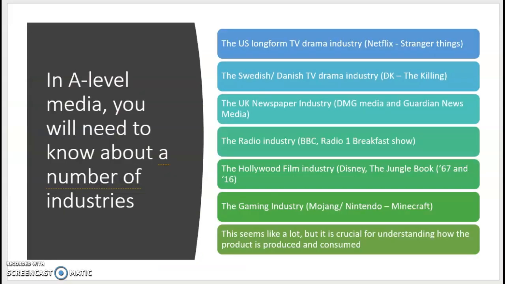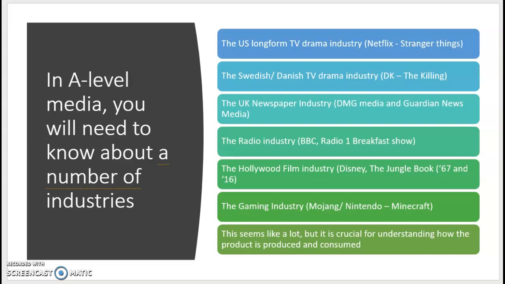Okay, so in A-level media, you will need to know about a number of industries, as I've mentioned already. So you've got those down the side there. So we're going to be looking at Stranger Things, The Killing. You're going to be looking at, obviously, the news, Guardian News Media, Radio 1 Breakfast Show, Jungle Book, Minecraft, etc. So you need to really familiarize yourself with these different companies, and like I say, it is probably better to get a head start now. So have little subheadings in your blog for each of these kind of industries, and just any key information you can get for those would be really, really helpful for your blog as well.